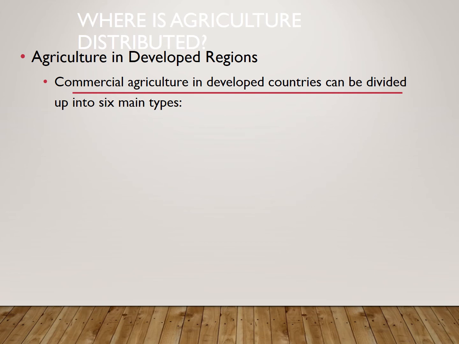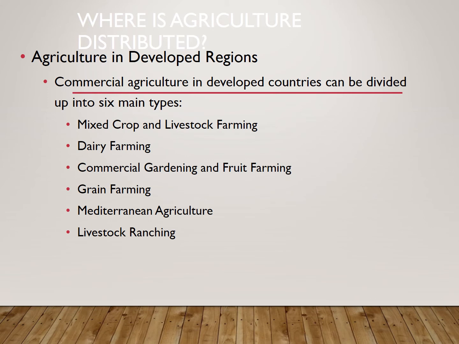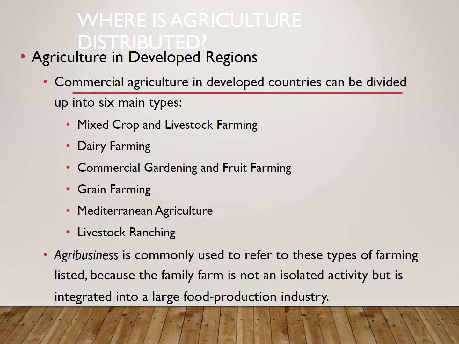Let's talk about commercial agriculture in developed countries. And we went over those 6 main types. And all of these are connected to this concept of agribusiness. Because the family farm is not an isolated activity. It is integrated into a large food production industry.